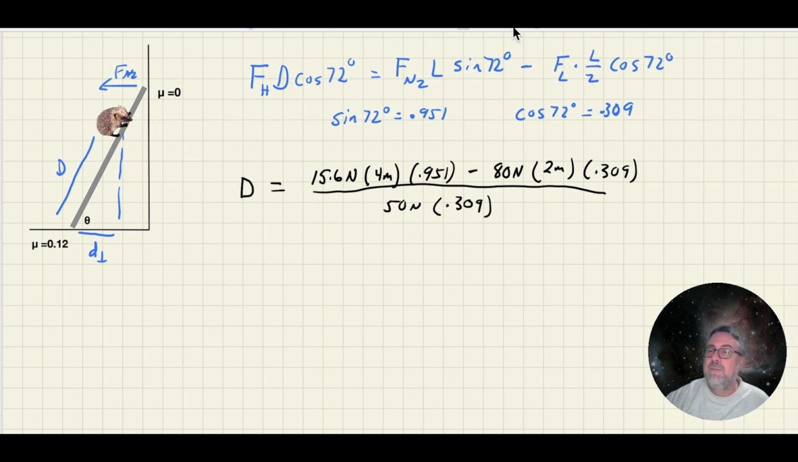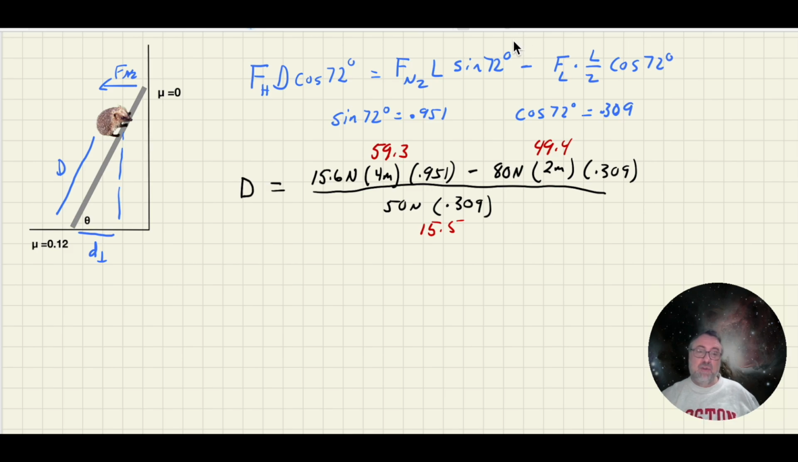We need to be careful, so I'm going to do each group of terms separately. So that's 15.6 times 4 times 0.951. This group of terms works out to be 59.3. This group here works out to be 49.4. And down below, this is going to be 15.5.